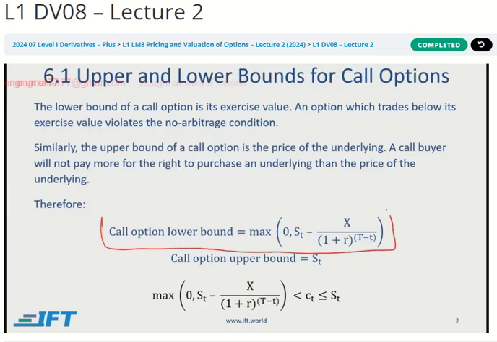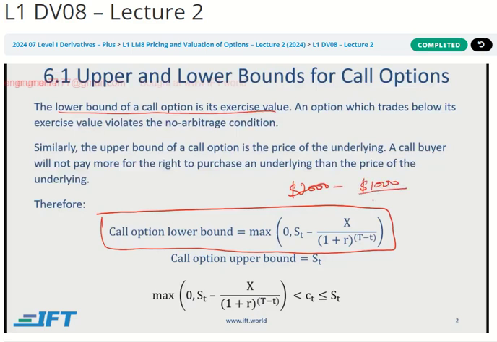So the lower bound or the minimum value of any option will be the exercise value, and the exercise value is either going to be 0 or positive, depending on whether the stock price or the asset price is above the exercise price. And of course, we are going to take the time value of money into account if this is happening during the life of the option. Approximately, let's say this is something between maybe $900, or $1,000 or $1,100, whatever it is. The point is, this is the minimum that the option should be worth.